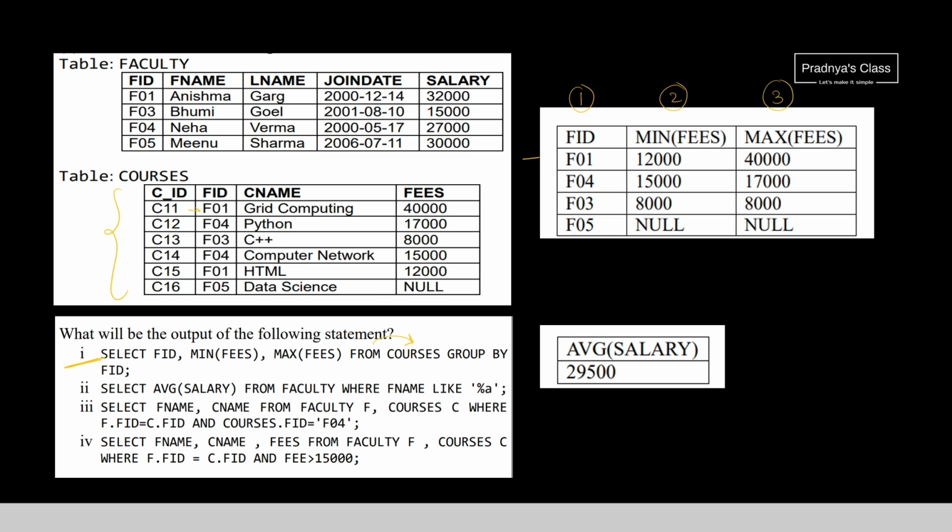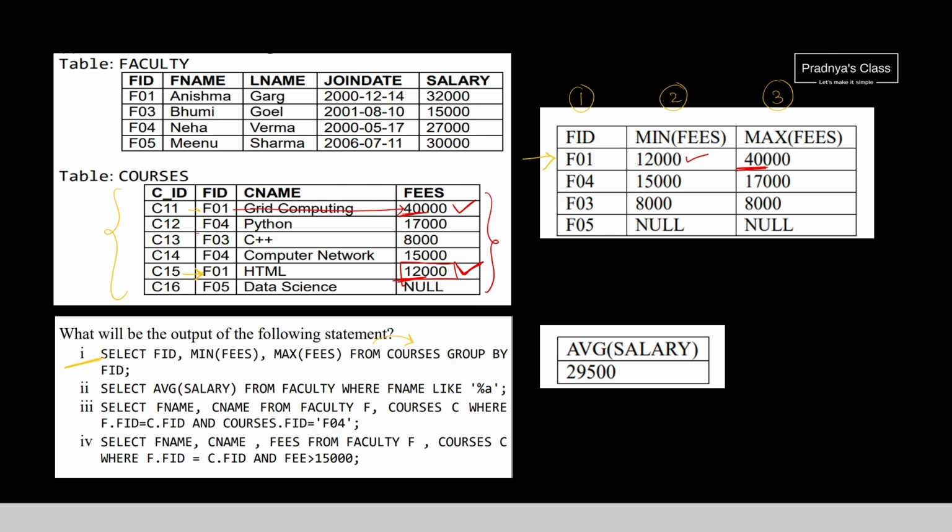First FID is F01. The fees for F01 is 40,000 and there is one more record. The fees is 12,000. Out of these two we know what is minimum, that is 12,000. So that we will be writing here. We got minimum as 12,000, then maximum will be 40,000. So that will get displayed. In this way we will be calculating minimum of fees and maximum of fees for the rest of the FID.